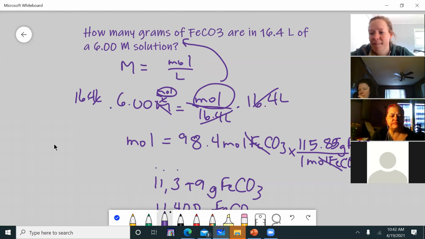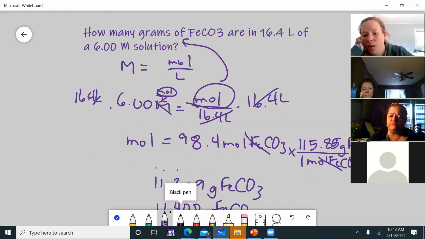No. So wait a minute. So what we're trying to figure out here is like a ratio rather. Is that what I'm missing? Because we're looking for the number of moles in 16.4 liters. Yeah, okay. Yeah, I think I figured that out.